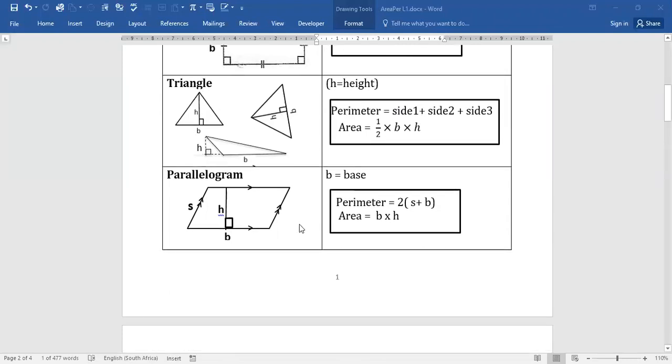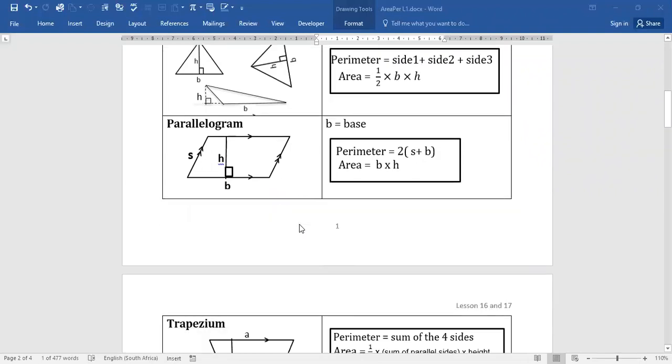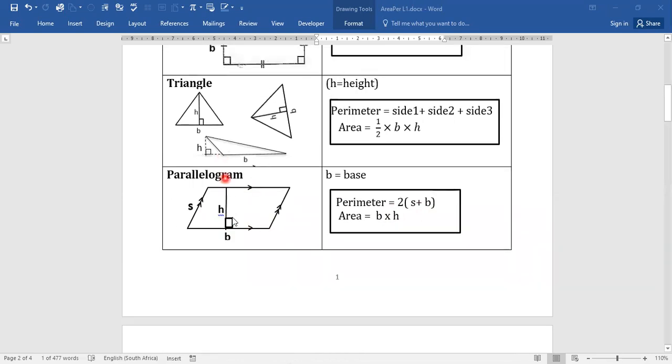And your parallelogram now. There are new shapes we're looking at. For the parallelogram, the perimeter is the distance around again. So we have S and B, your side and your base. So it'll be 2 bases and 2 sides. So 2 sides plus base, or you can say 2 length and breadth will work. It's the distance around. Now your area is your base times your height.